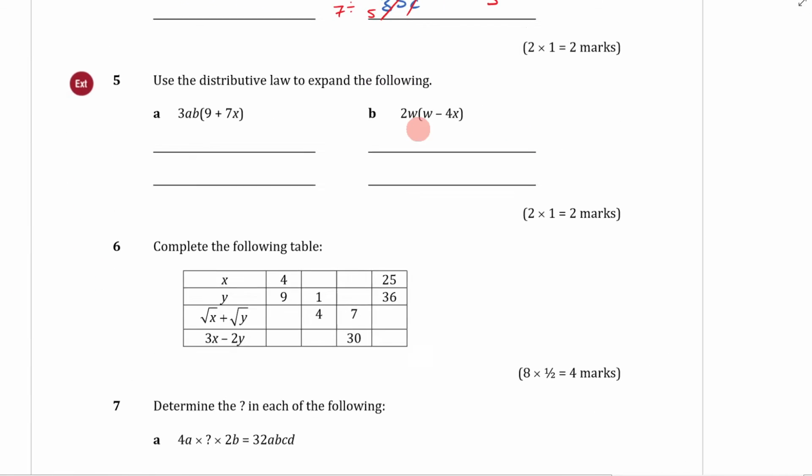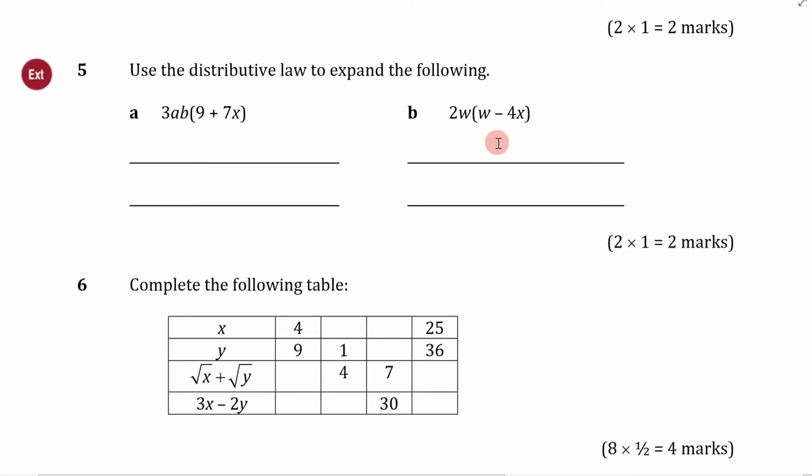We then continue. Using the distributive law, expand the following. So remember, when you've got these type of questions, just expand out the brackets. That's all you're doing here. What's 3 times 9? 3 9s are 27. So it's 27ab. What's 3 7s? 3 7s are 21. So it's going to be 21abx. And just like that, we're done.